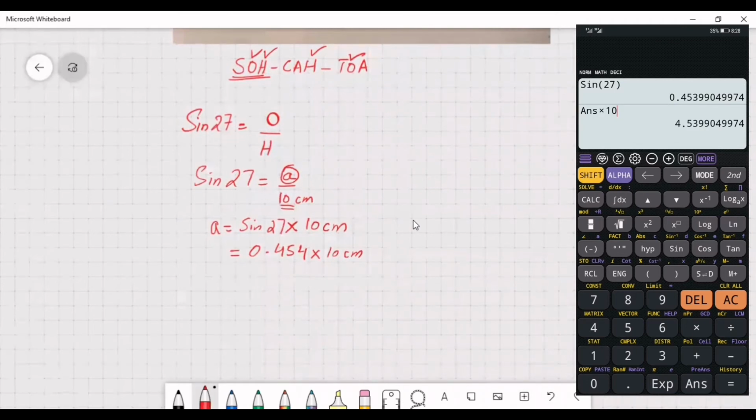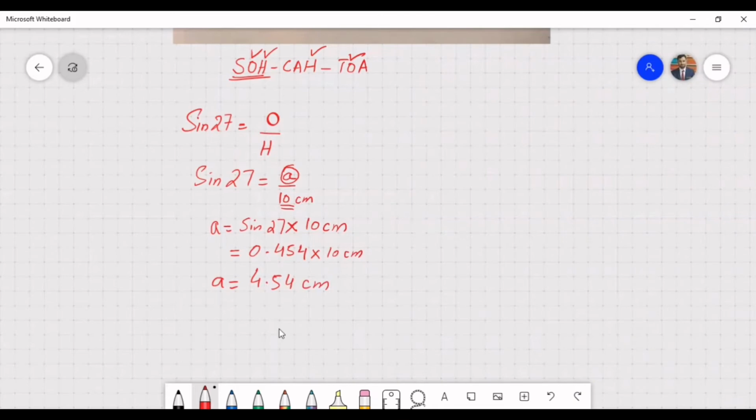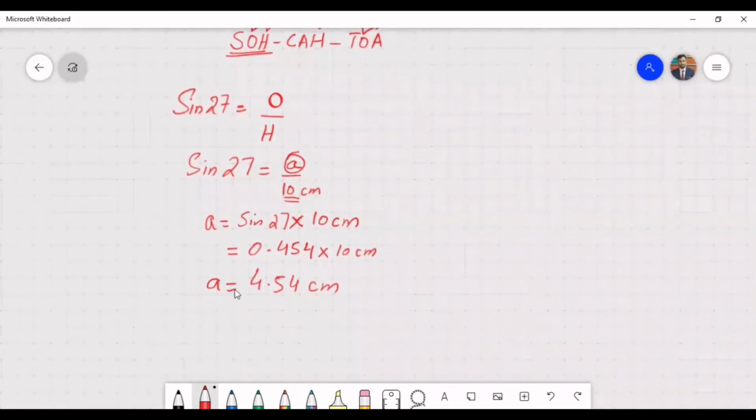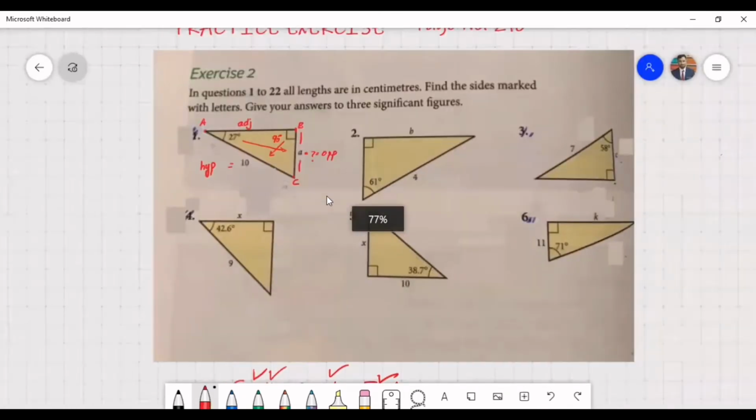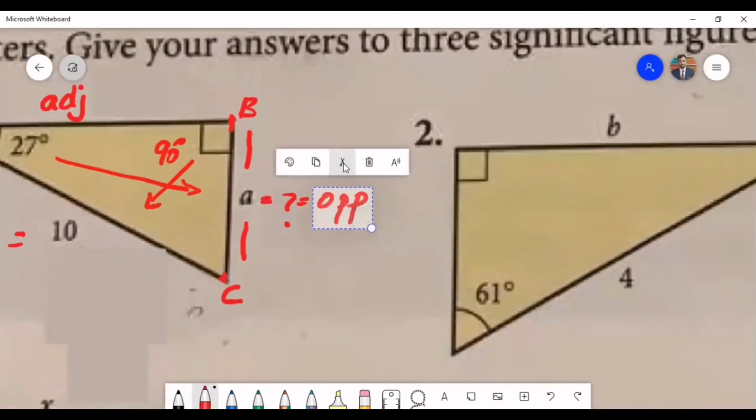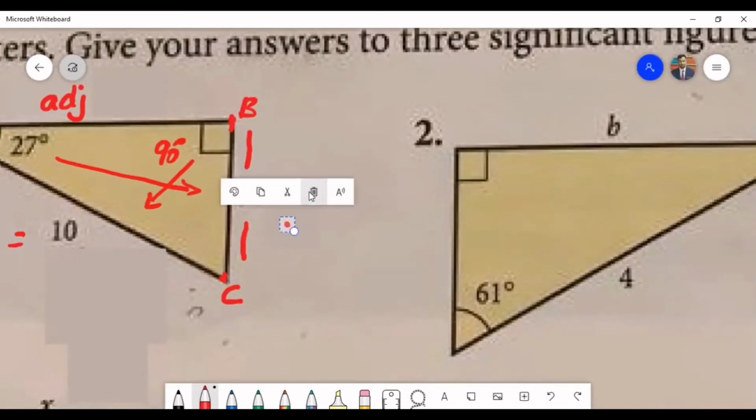This value will be equal to 0.454 multiplied by 10, 4.54 centimeter. Because they said your answer must be three significant figures, and this is three significant figures, I can write in front of A: 4.54. So this is known now. This is our answer of A.